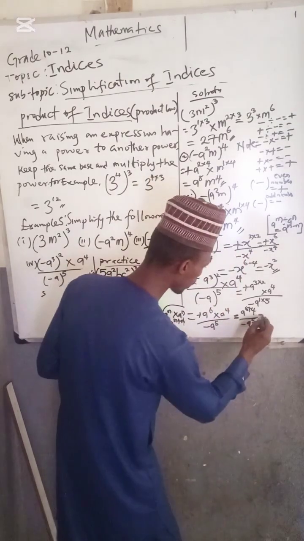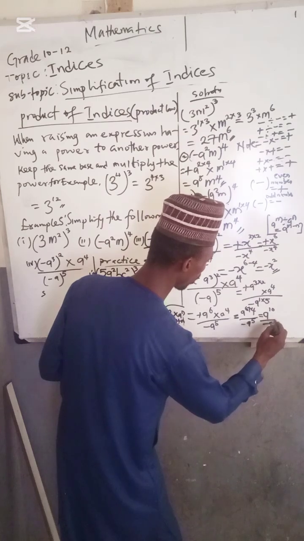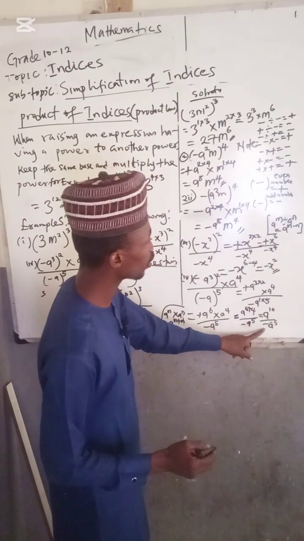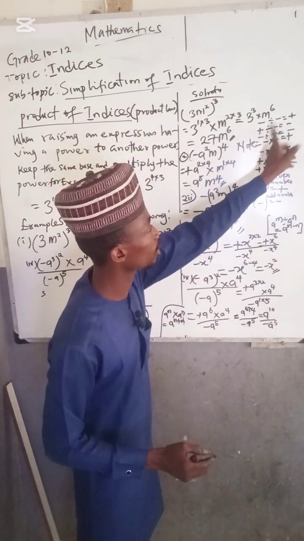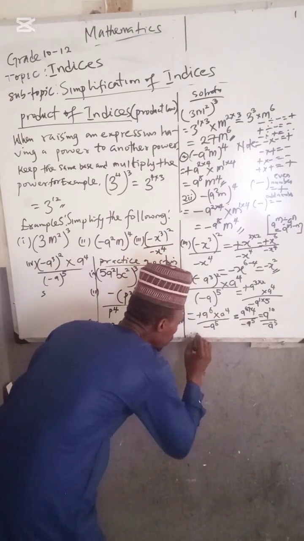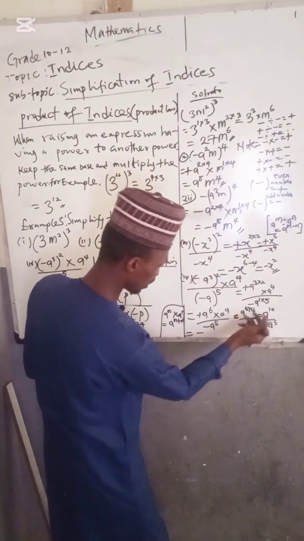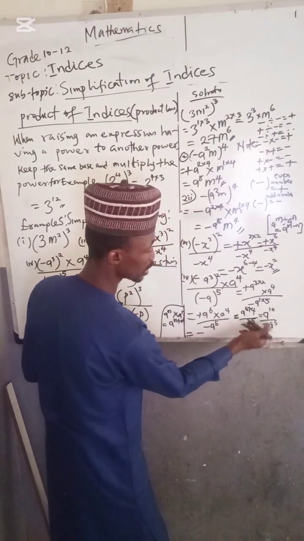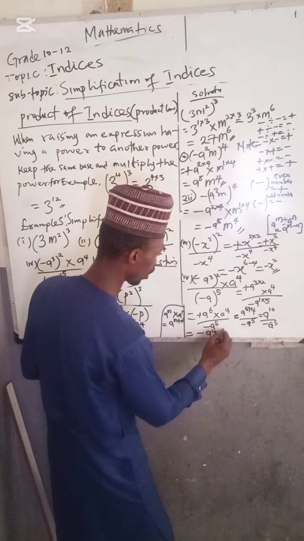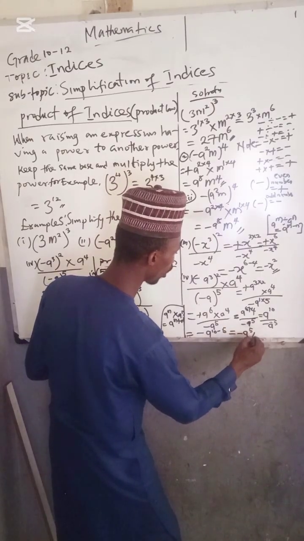Now we have what? A raised to power 10 over minus a raised to power of 5. Remember, plus divided by minus is what? Plus divided by minus is minus. So we have minus. Now, the same division law, the same base. So we say minus a raised to power of 10 minus 5. Therefore, we have minus a raised to the power of 5.